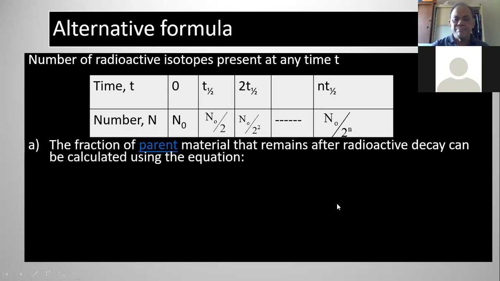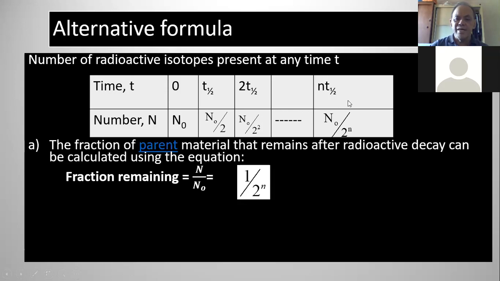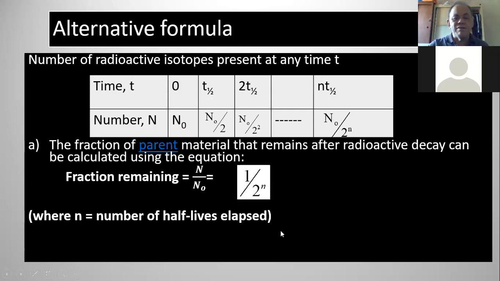The fraction of parent material that remains after radioactive decay can be calculated using a different equation, N over N naught. That's the fraction remaining. Taking our N naught to the other side, N over N naught is 1 over 2 to the power n, where n is the number of half-lives elapsed, or time lapsed. For this value, we take the number of half-lives. This is another alternative way of calculating.